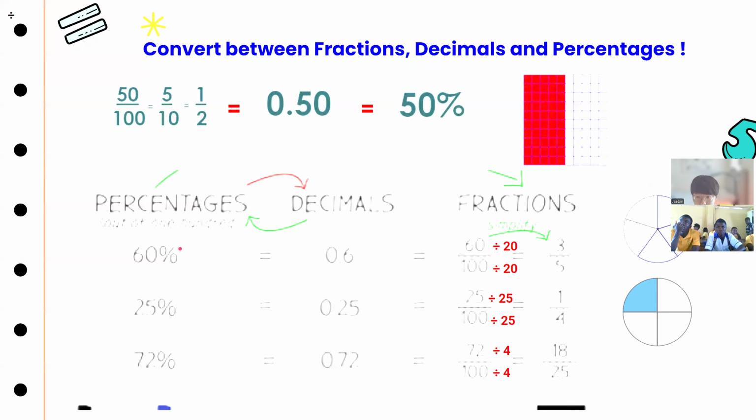So for example, if we have 60% in decimals, that is 0.6. Because 60% is 60 over 100, right? As a fraction. We see it here, 60 over 100. That's 60%. And as a decimal, that is 0.6. And we can also simplify this fraction, right? By dividing by 20 on both the numerator and the denominator. And then we get 3 over 5.